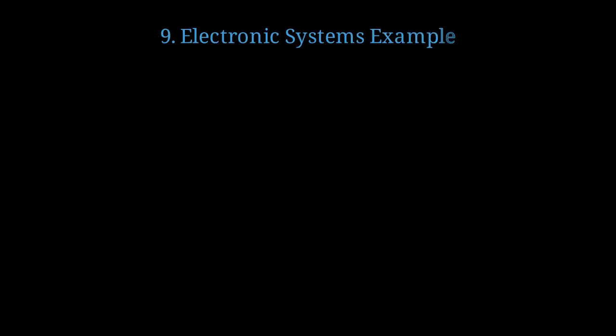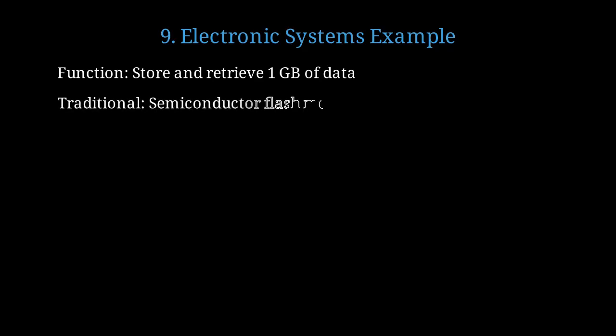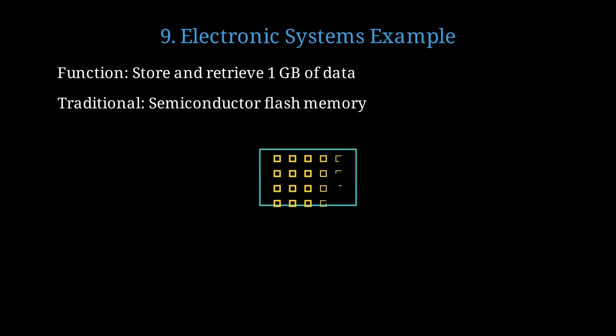Function decomposition applies equally well to electronic and information processing systems. Consider the function of storing and retrieving 1 gigabyte of data with fast access times. Traditional solutions use semiconductor flash memory with electrical charge storage in floating gates. Flash memory stores data as electrical charges in a grid of transistor cells with electronic readout. What alternative physical mechanisms could store and retrieve this information?